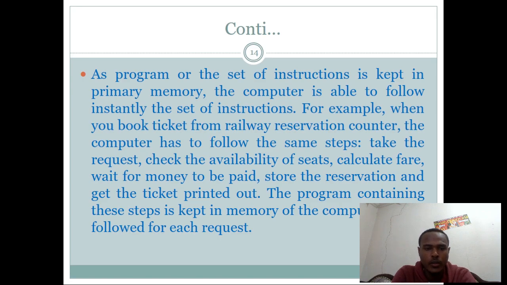For example, when you book a ticket from a railway reservation counter, the computer has to follow the same steps. They take the request, they check the availability of the seat, and they calculate the fare. And they reserve and get the ticket printed out.